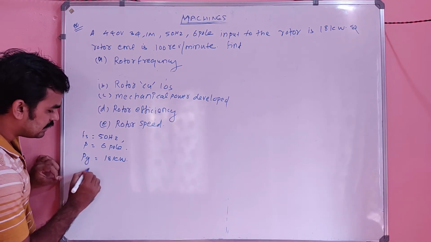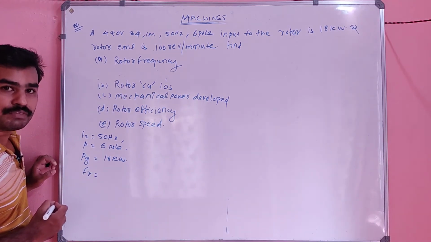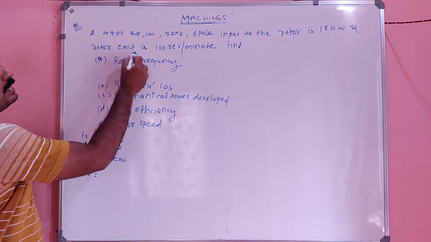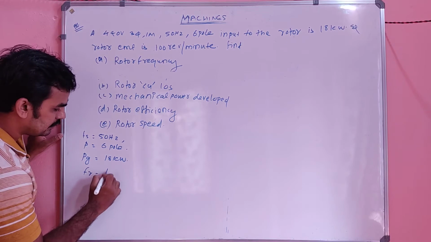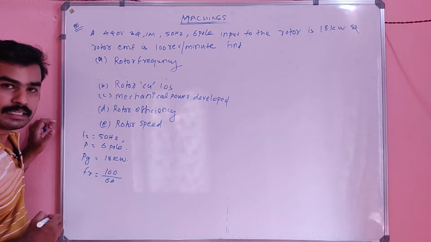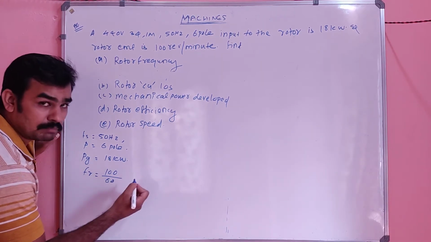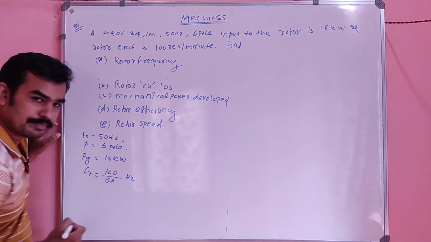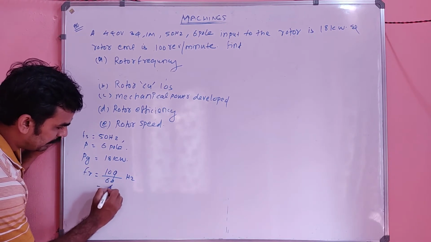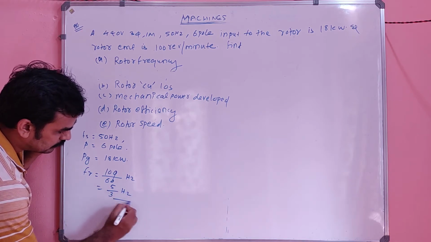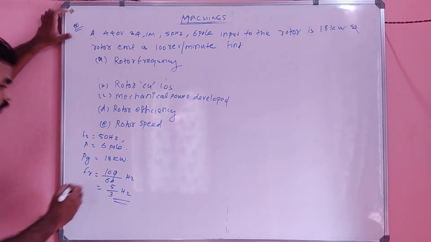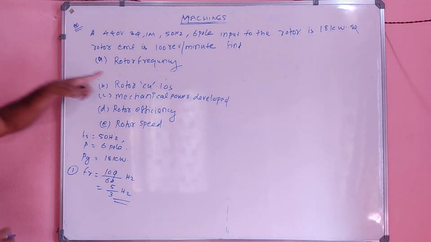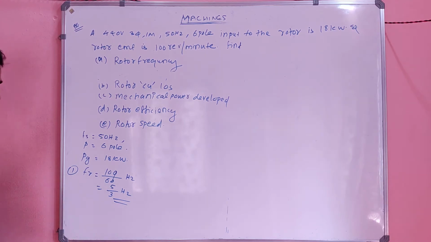So the EMF nature is nothing but the frequency of the rotor, correct? The rotor EMF is 100 revolutions per minute means the rotor frequency is 100 by 60 seconds, that much hertz. So it will be equal to 5 by 3 hertz. That is the first answer. Rotor frequency is 100 by 60, or simply 5 by 3 hertz.